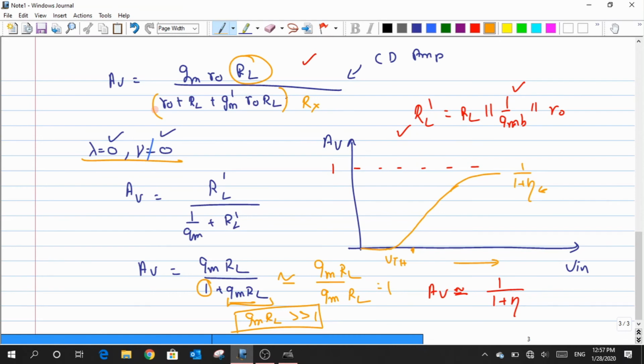What is the need of this common drain? As I know, the maximum gain that I can get out of the circuit is just 1, but it can be used as a buffer. Now what is this buffer and what is the need of it?